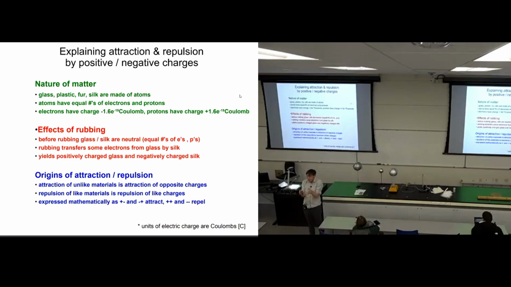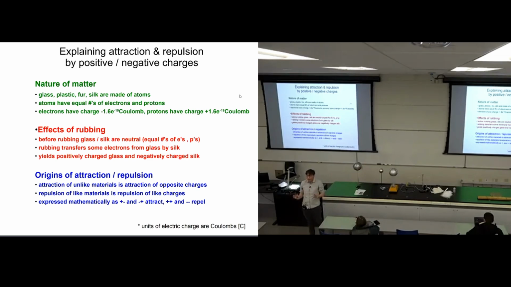The reason for attraction and repulsion, then, is if you have two positively charged objects, two like-charged objects, that repels. If you have two negatively charged objects, again, that's two like objects, that also repels. And if you have two oppositely charged objects, a positively charged and a negatively charged object, that attracts.